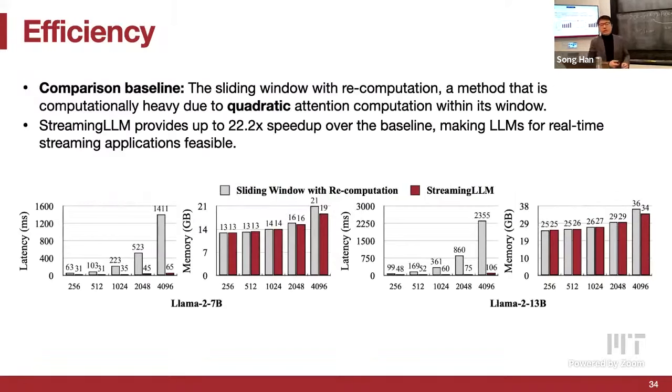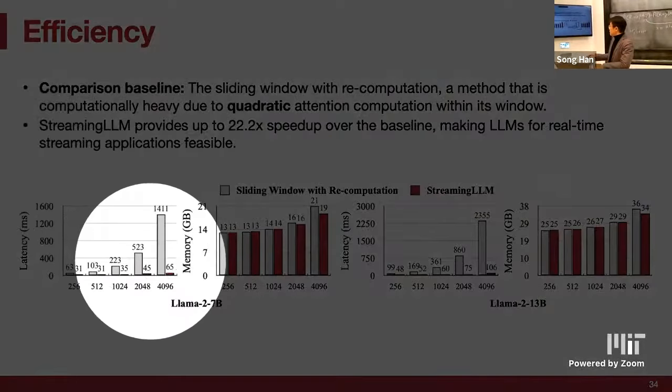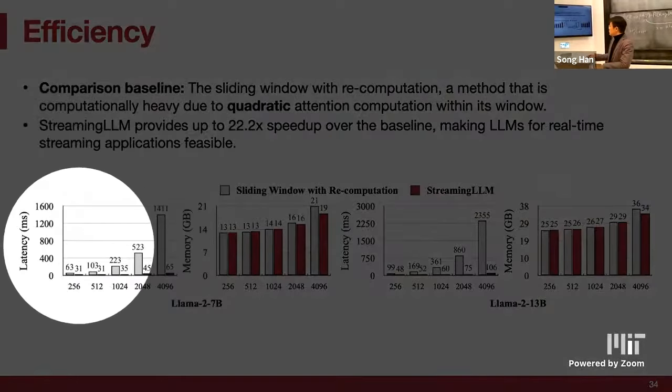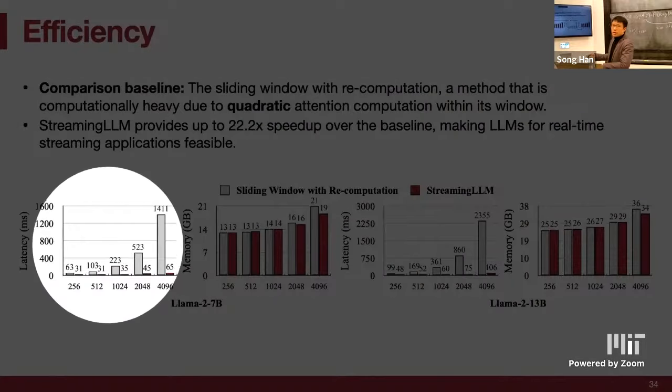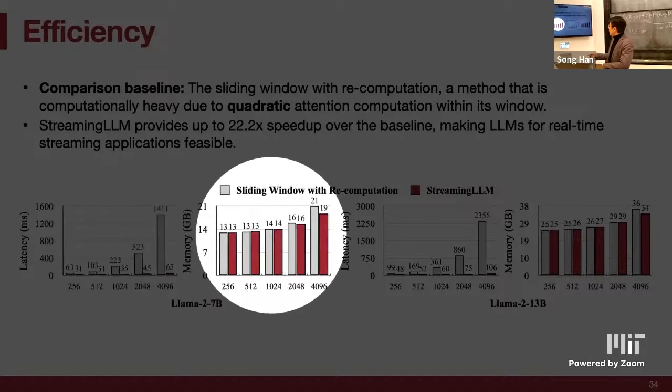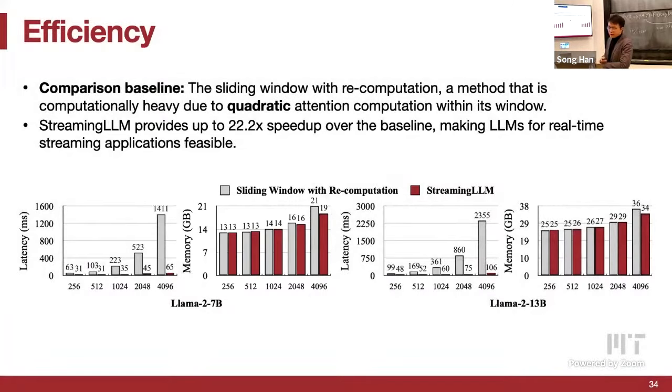Efficiency-wise, we compare with the only working version, which is recomputation without KV cache. We find that as the lengths get even longer, the speedup is getting larger. Actually, the more you generate, the more you save. And here is comparing the memory. Streaming LLM has consistently lower memory and faster speed.